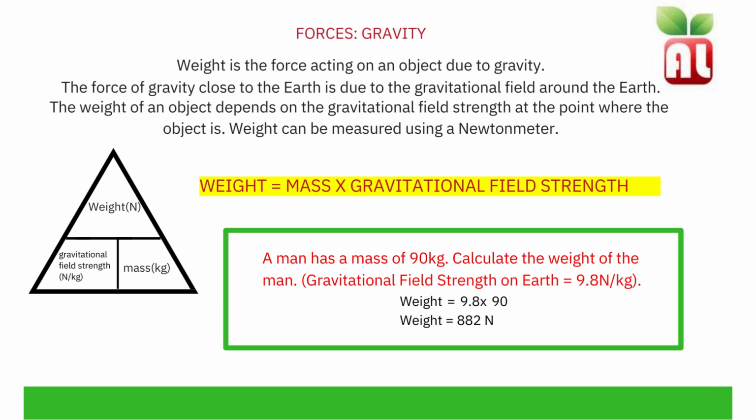A man has a mass of 90 kilograms. Calculate the weight of the man. Weight equals mass times gravitational field strength. So weight equals 9.8 multiplied by 90, equaling 882 newtons.